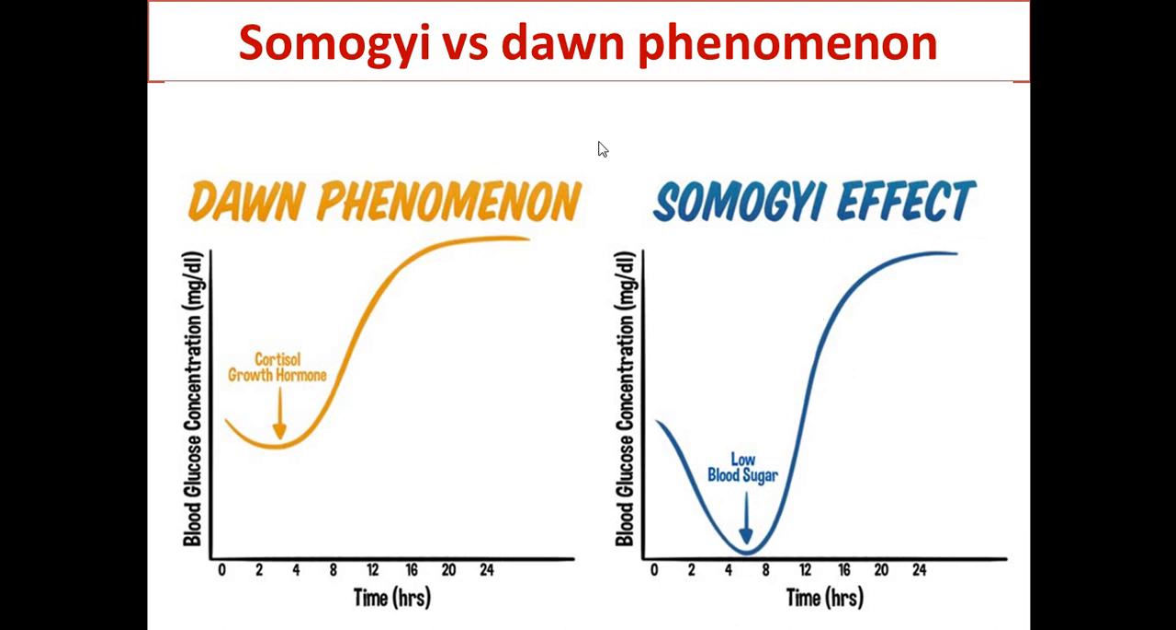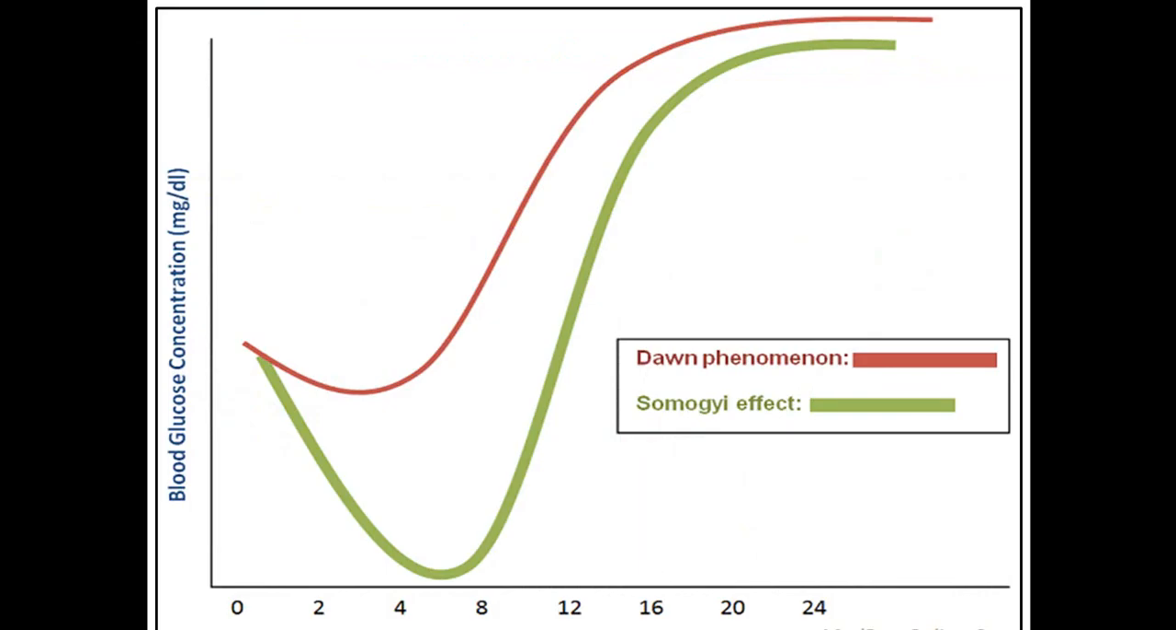And the treatment here in dawn phenomenon, we have to remember there is normal glucose, but it suddenly rises because of counter-regulatory hormones. We have to increase the night or evening dose of intermediate-acting insulin. While in Somogyi phenomenon, as we said, there is too much insulin, so we have to decrease the dose.